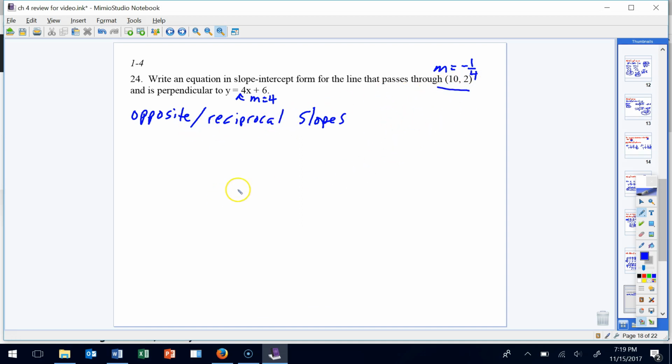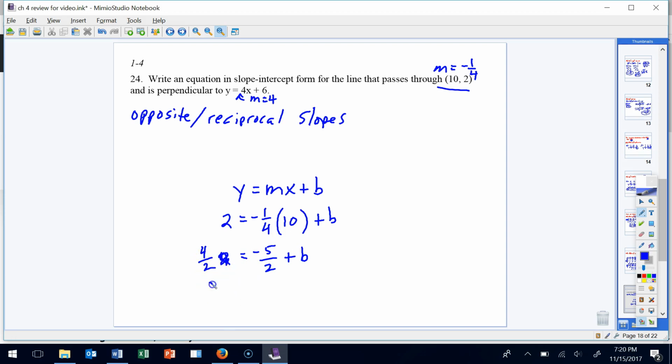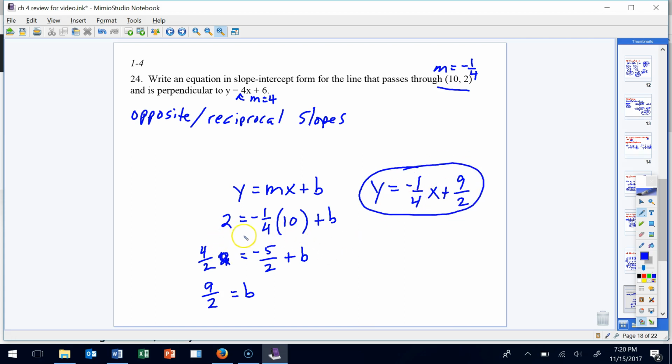Okay, so let's take the point (10, 2) and plug in, and we'll use a slope of negative 1/4, and we'll solve for b. So y is 2, m is negative 1/4, x is 10, and let's find out what b is. This is going to be negative 10/4 if I multiply negative 1/4 times 10, so reduced, it's negative 5/2. And I'm just going to add 5/2 to both sides, so I'm going to treat 2 as 4/2, and then when I add 5/2 to it, I get 9/2, or 4.5. And so my final answer in slope-intercept form is y equals negative 1/4 x plus 9/2. And that's the answer for number 24.